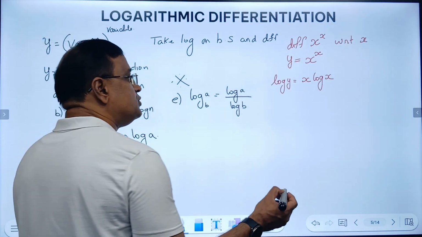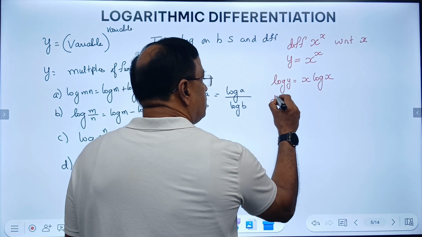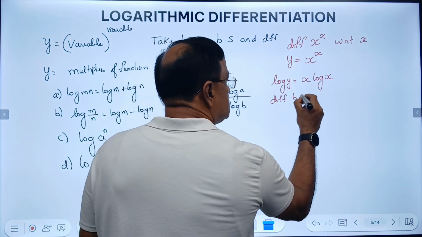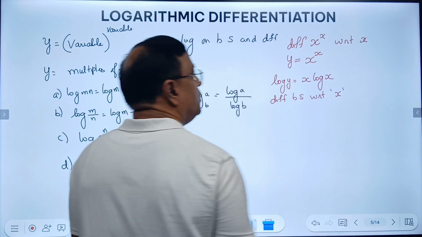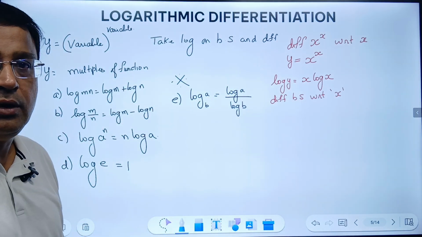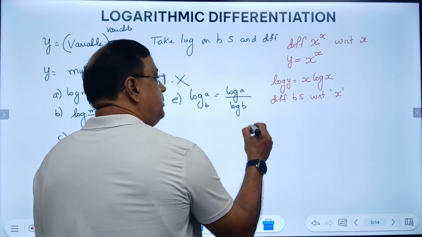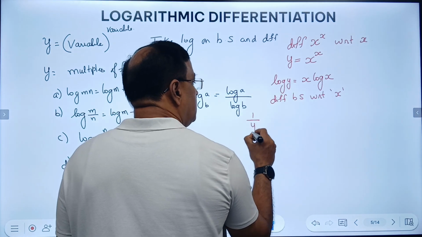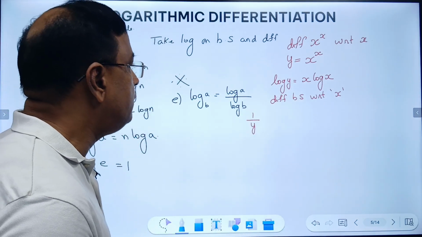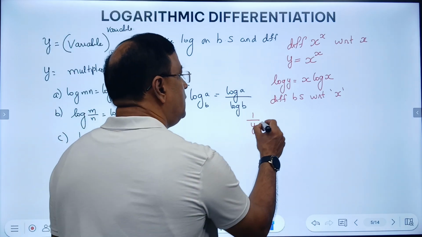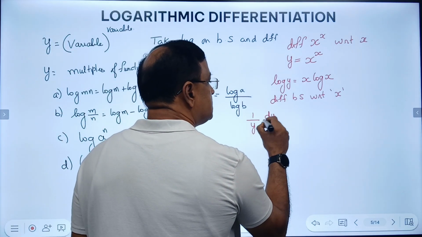Now I am going to differentiate both sides with respect to x. So what is differentiation of log y? It will be 1 by y. First I differentiate the log, that is 1 by y. Then I differentiate y. What is differentiation of y? It is dy by dx.